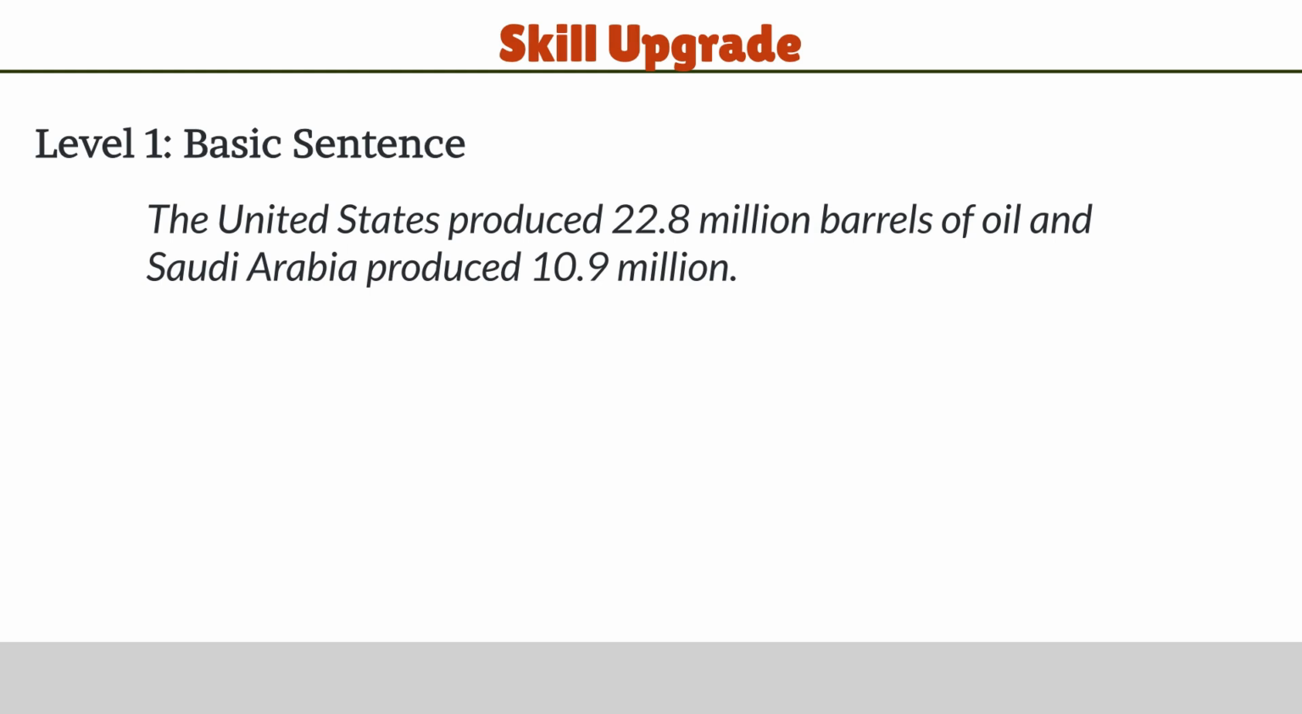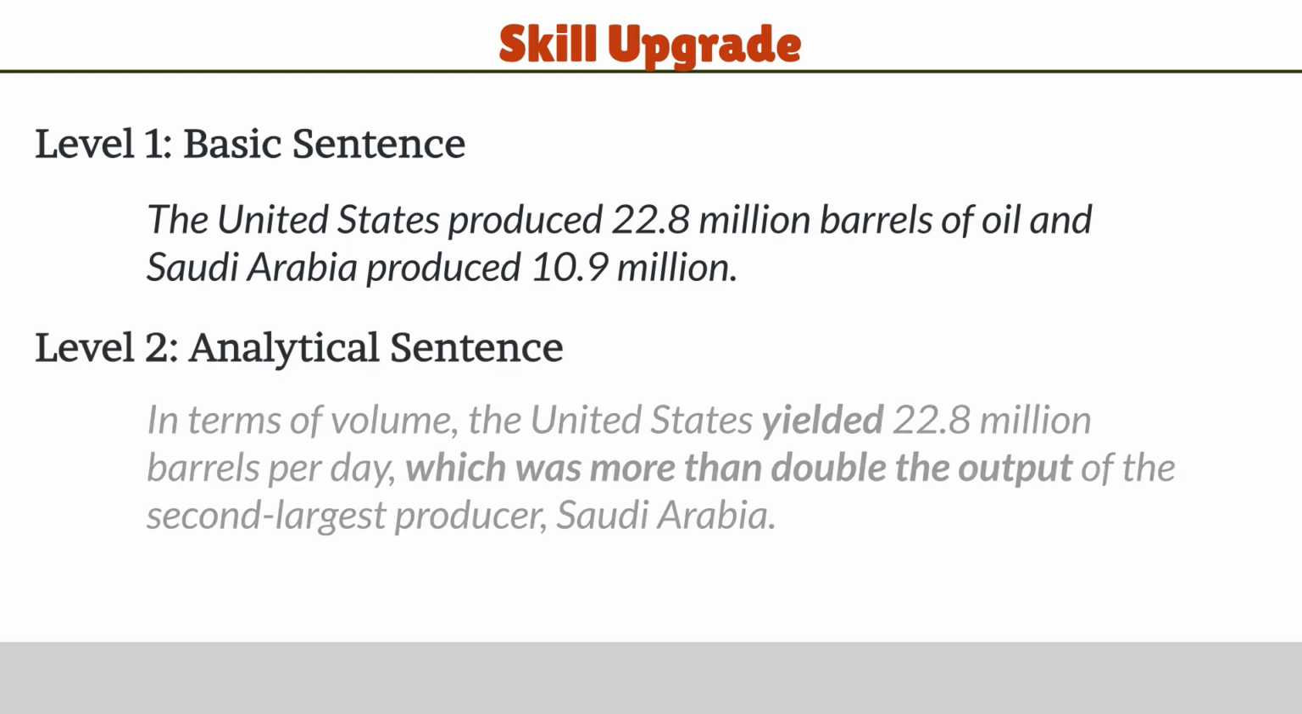Watch what happens when we add just a few layers of sophistication. In terms of volume, the United States yielded 22.8 million barrels per day, which was more than double the output of the second largest producer, Saudi Arabia. See the difference? We didn't just change the words, we changed the depth of the information. First, we improved the vocabulary by swapping produced for yielded and output. Second, we increased the grammatical complexity by using a relative clause, that which was part, to connect two separate facts into one fluid thought.